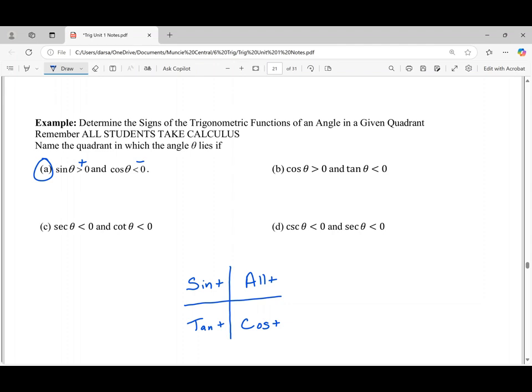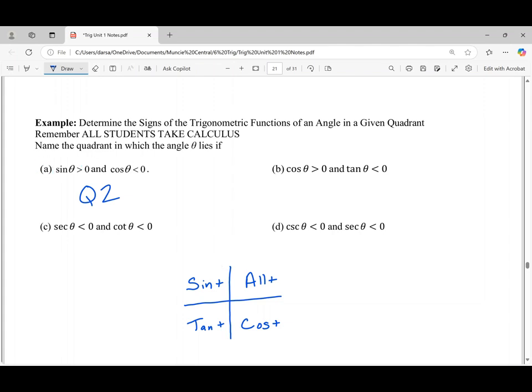So of this particular angle, sine is positive, but cosine is negative. That means it has to be in one of these two quadrants, because that's where sine is positive, but cosine is negative, which means, oh, we must be in quadrant 2. So we can use all of these little pieces of information to decide what quadrant we're lying in with this particular theta.